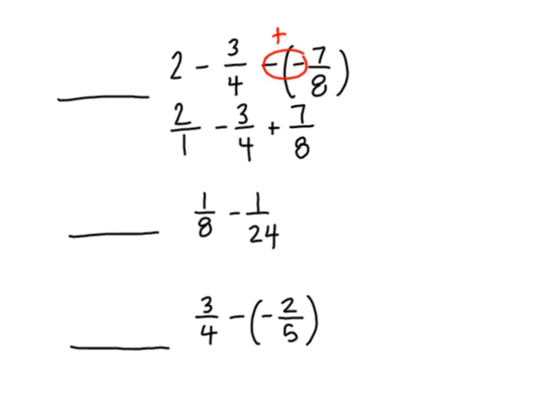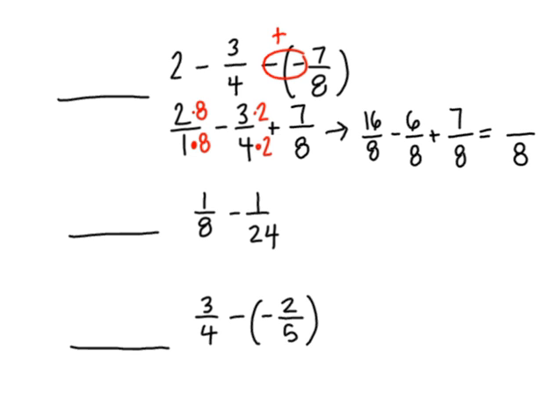My common denominator here is going to be an 8. So I'm going to turn this 1 into an 8 by multiplying by 8. I'll turn this 4 into an 8 by multiplying by 2. And this 7/8 is already an 8, so I don't have to worry with that one. When I simplify this out, I get 16/8 minus 6/8 plus 7/8, which of course is going to leave me with 8.